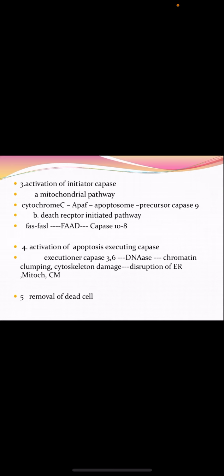Activation of apoptosis executing caspase. Executioner caspases 3 and 6 act, and there you'll see chromatin clumping, cytoskeletal damage, and disruption of the endoplasmic reticulum, mitochondria, and cell membrane. Next step will be removal of dead cells. This is about apoptosis. Thank you.